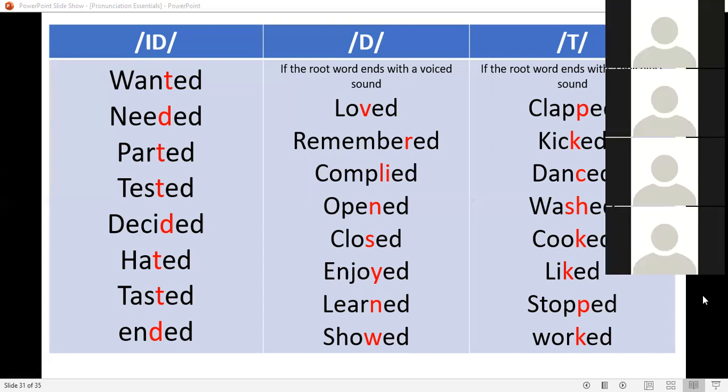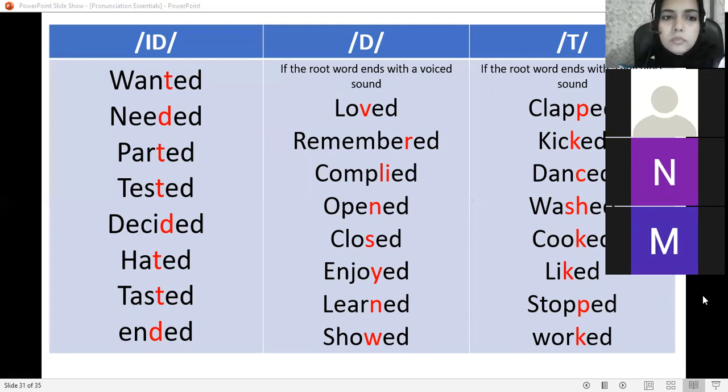Wanted, needed, parted, tested, decided, hated, tested, ended, loved, remember, comply, open, closed, enjoyed, learned. Learned, showed, yes. Clapped, kicked, danced, swerved, danced. Yes. Washed, cooked, liked, stopped, worked. Worked. Yes. Thank you so much.